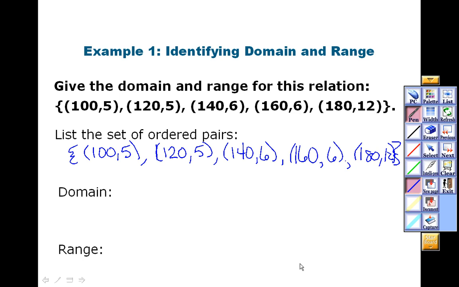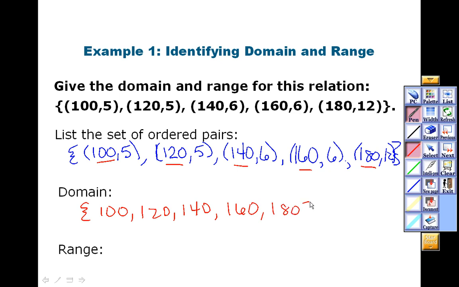Okay, so remember that the domain will be all of our input values, in other words, all of the x values. So it'd be the first item in each of those sets of parentheses in the ordered pairs. So our domain is going to be 100, 120, 140, 160, and 180. And our range will be the y values of each of our ordered pairs. Okay, so our range would be 5, 6, and 12.